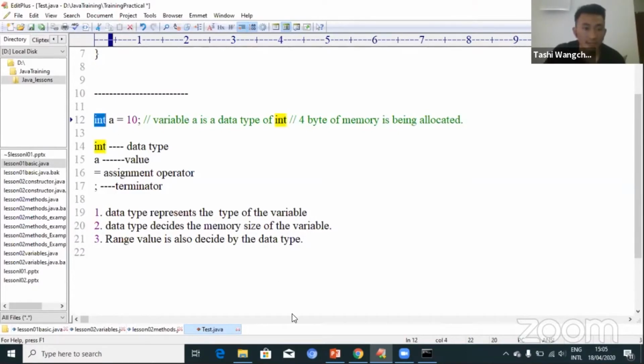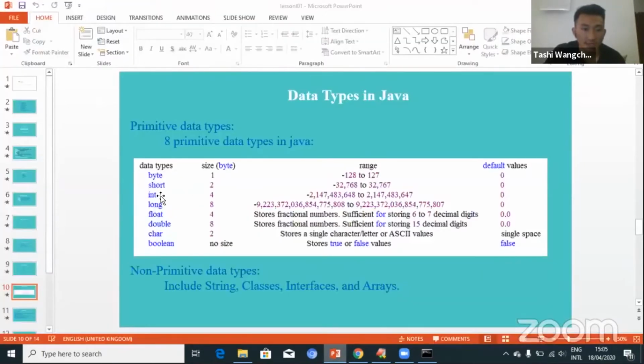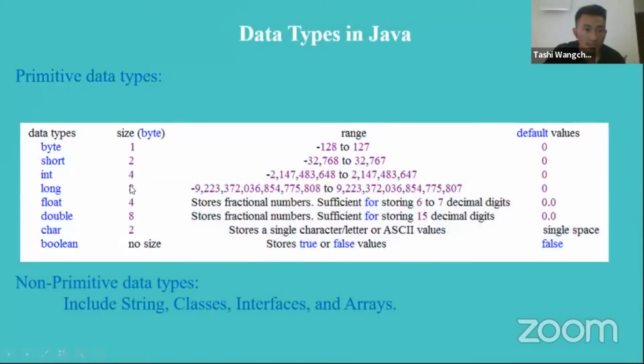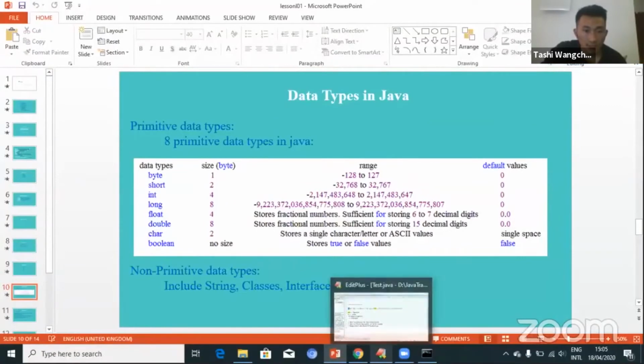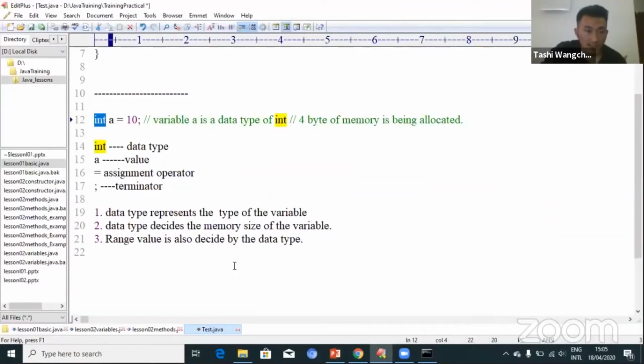For int, we have a range. Let me show you here. The range is from a minus value to a value up to this much. So it shows the range of the variable. Because of these data types, we are able to tell the type of the variable, how much memory is allocated to the variable, and it also decides the range of the variable.